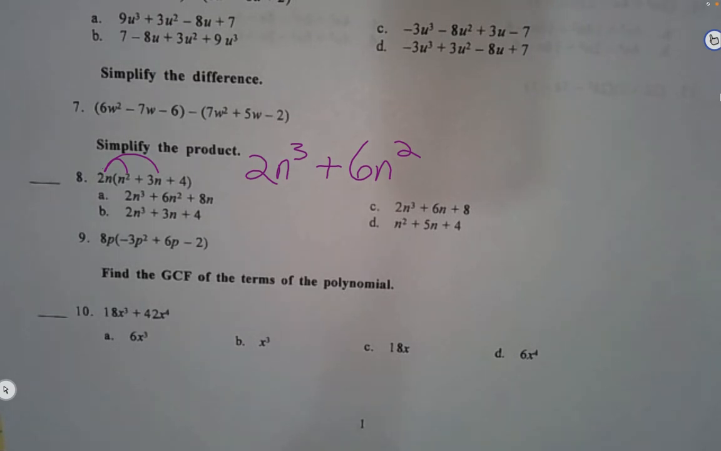Okay, what is 2n times 4? 8n. Okay, and so your answer is A. Click A. So just don't forget your variables and don't forget to multiply.